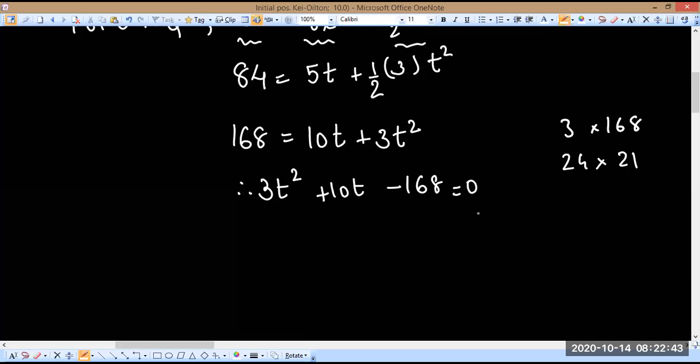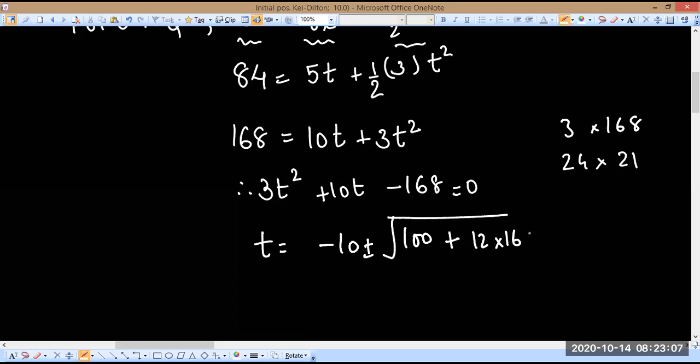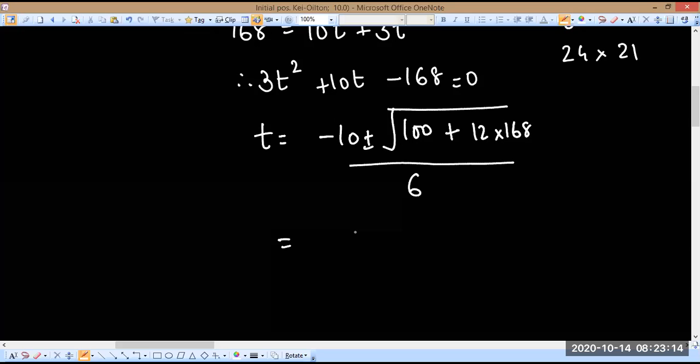if you can't find the factors, then all you have to do is the quadratic formula, agree? Do it with the discriminant method. If factors are not found, you can do it this way, right? So I'm just going to do that very quickly here. We have t will be equal to minus 10 plus or minus root b square minus 4ac, that is 12 into 168. Oh, this is very big. Factors would have been better than this.